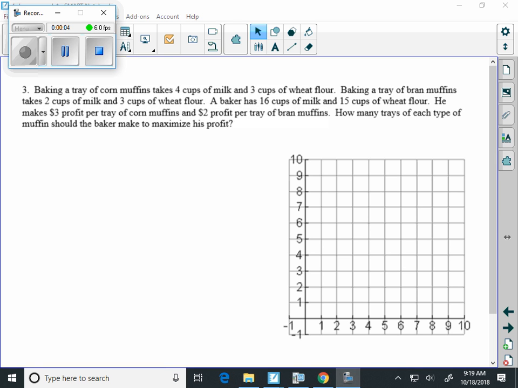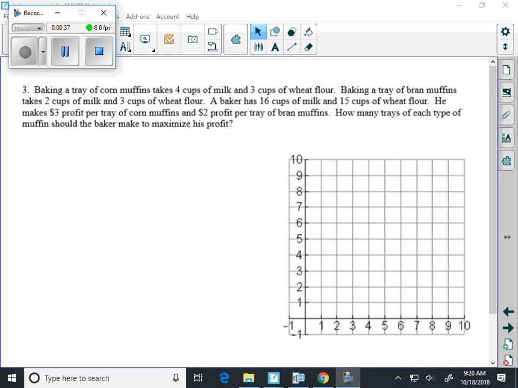Linear programming problem number 4 here in our group work packet. It says baking a tray of corn muffins takes 4 cups of milk and 3 cups of wheat flour. Baking a tray of bran muffins takes 2 cups of milk and 3 cups of wheat flour. A baker has 16 cups of milk and 15 cups of wheat flour. He makes $3 profit per tray of corn muffins and $2 profit per tray of bran muffins. How many trays of each type of muffin should the baker make to maximize his profit?